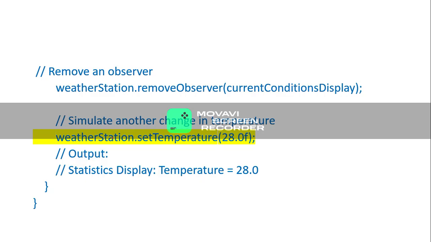So this is the basic logic and implementation of the observer design pattern.